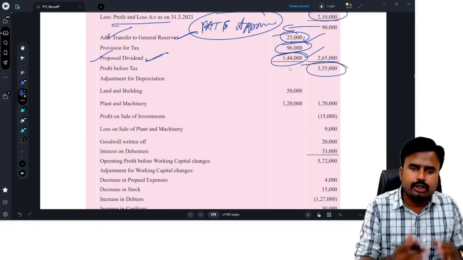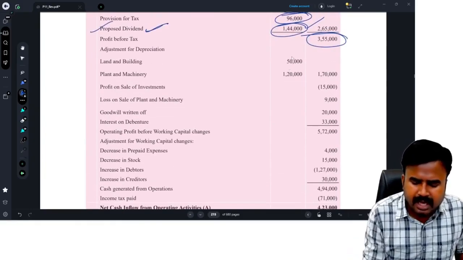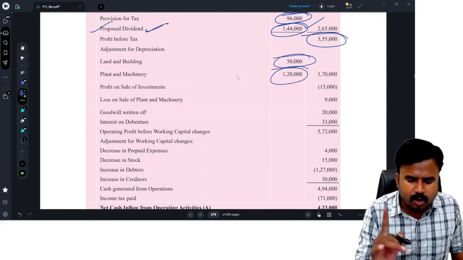From this, I should follow the regular format. What are the adjustments? You know that adjustment for depreciation. Land and building depreciation 50,000. Plant and machinery depreciation 1,20,000. These two are non-cash transactions.